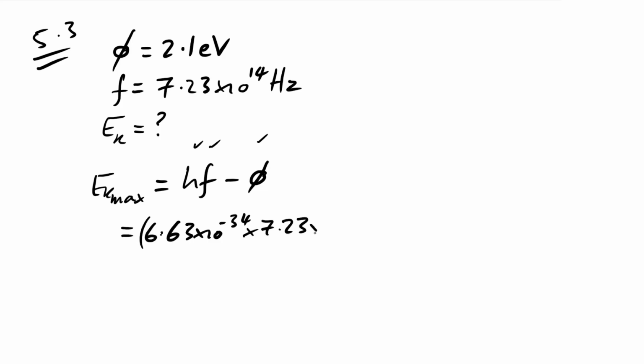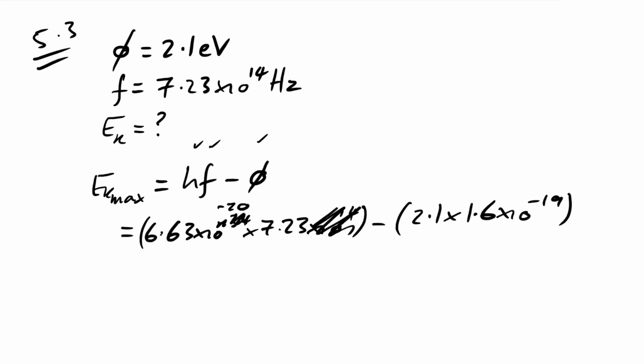So I'm going to do this all in one go. So hf, that's 6.63 times 10 to the minus 34 times 7.23 times 10 to the 14. Let's sort out powers of 10, minus 34 plus 14, so that leaves us with minus 20. Then we're going to take away the work function, so there's 2.1 electron volts, but then we have to multiply that by 1.6 times 10 to the minus 19. That's what each electron volt is worth in joules. And that gives us the two sig figs, 1.4 times 10 to the minus 19 joules.